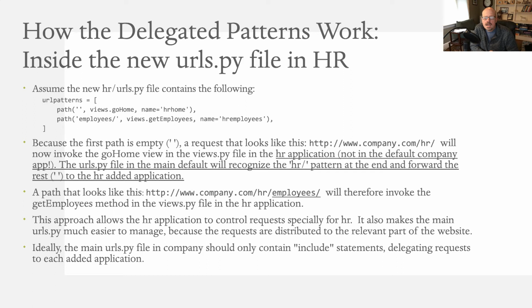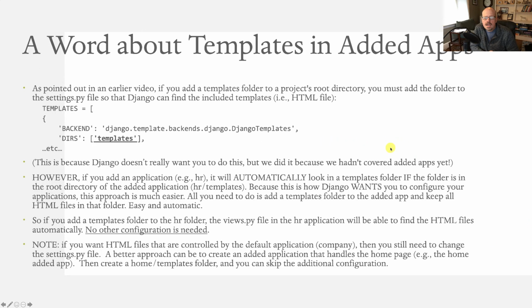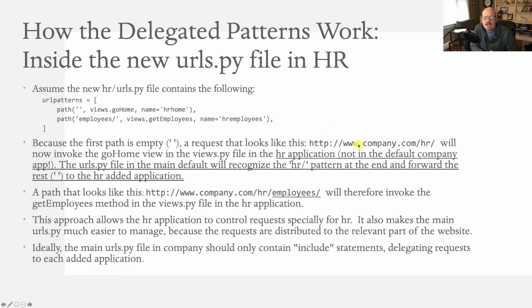So you'll see I've added two paths here. The first path is just empty, and you may recognize this. We've used this a number of times. In this case, two single quotes with no space between them is a root request, but remember, it passed the HR pattern. So what that means is, if you look over here, a request of this particular format, www.company.com/HR/, will invoke the go home view. That is the go home Python function. That's what's going to get invoked.